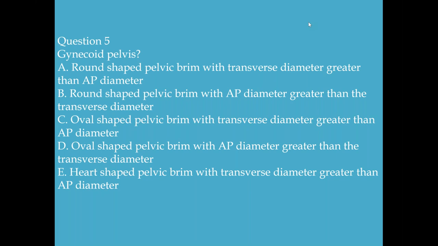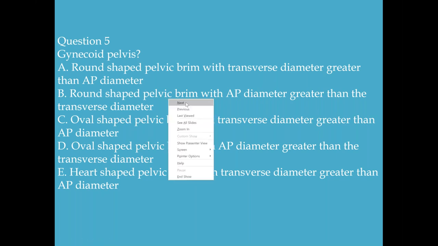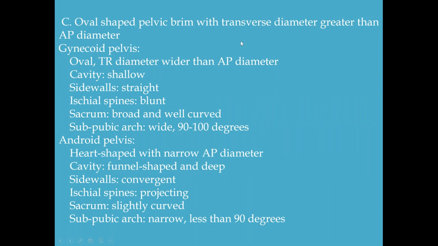B, round shaped pelvic brim with anterior posterior diameter greater than transverse diameter. C, oval shaped pelvic brim with transverse diameter greater than anterior posterior diameter. D, oval shaped pelvic brim with anterior posterior diameter greater than transverse diameter. E, heart shaped pelvic brim with transverse diameter greater than anterior posterior diameter. My answer will be C. Yes, the transverse diameter is greater than the anterior posterior diameter. Excellent. This is the ideal answer for the gynecoid pelvis. It's C, oval shaped pelvic brim.